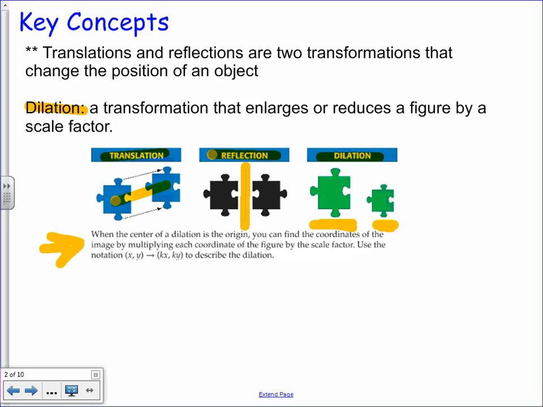When the center of a dilation is the origin, you can find the coordinates of the image by multiplying each coordinate of the figure by the scale factor. Use the notation (x, y) goes to (kx, ky), so that's the point, and I'm going to multiply k, which is the scale factor, to the x and to the y to describe the dilation.